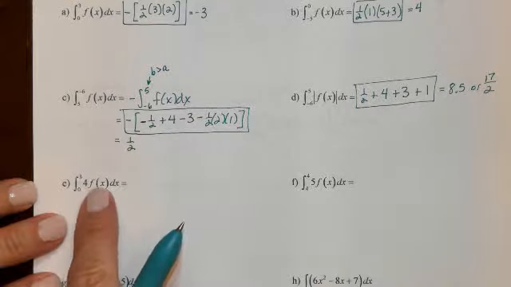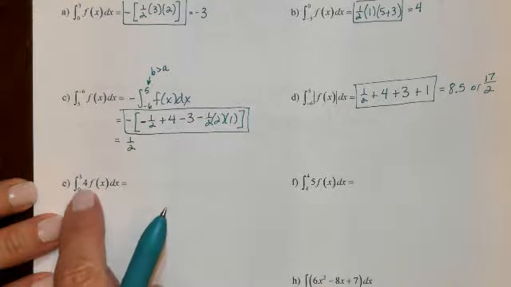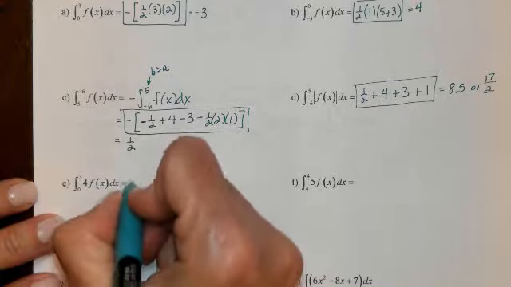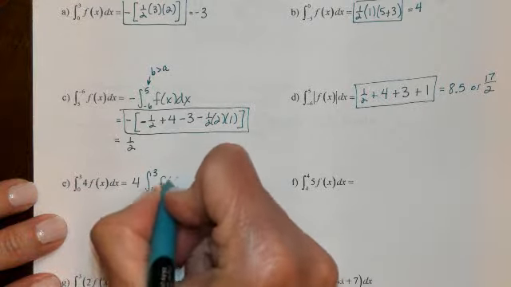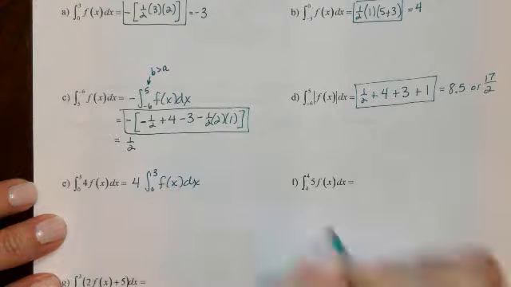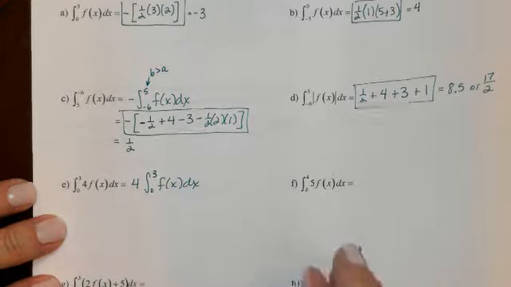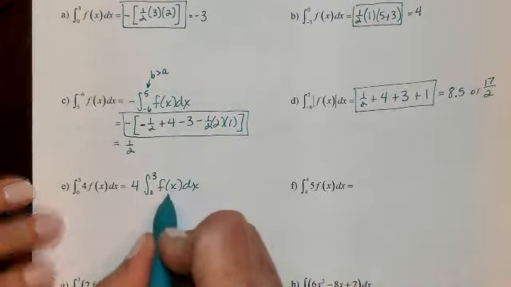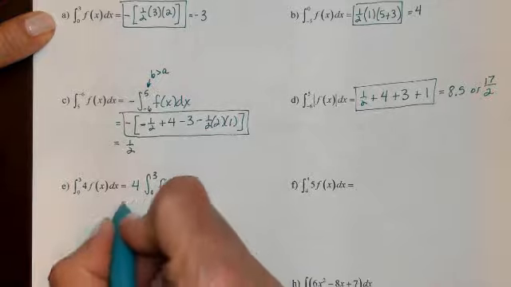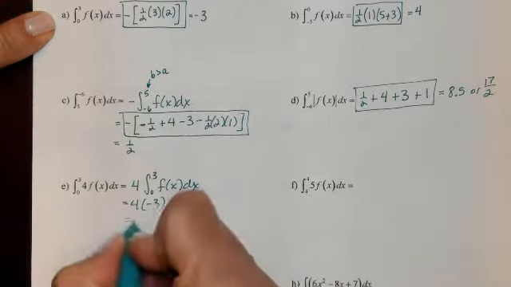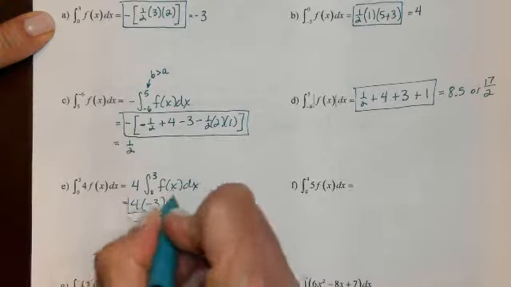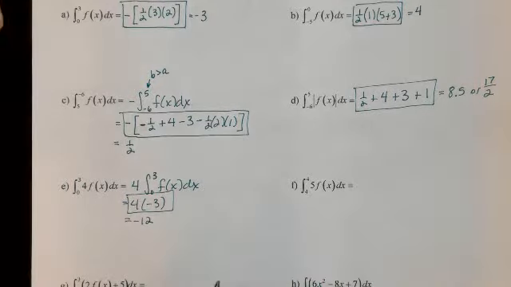Part E. What do we do with that 4? Well, with that 4, we can just take it outside the integral and multiply it by the area of what we have left. Right? And we've already done this in part A. So this will be 4 times negative 3, which is negative 12. But this would be a safe stop spot. Okay?